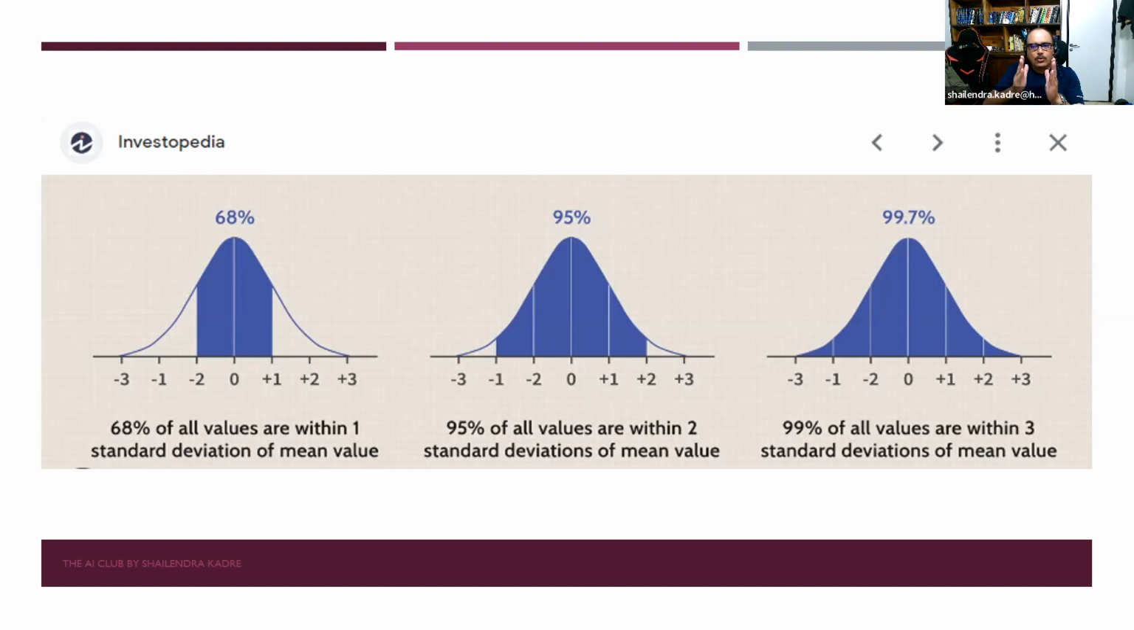And if I go 2 standard deviations on the right and 2 standard deviations on the left, then 90% of the data lies there. And if I go three standard deviations right and 3 standard deviations on the left, then I have 99.7% of data lying between these limits. So that is 1 sigma, 2 sigma, and 3 sigma.